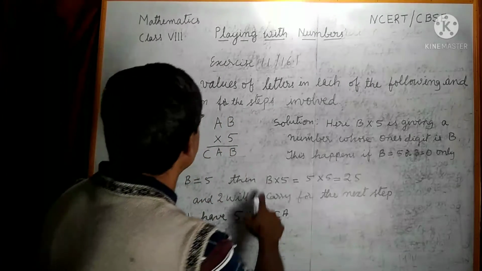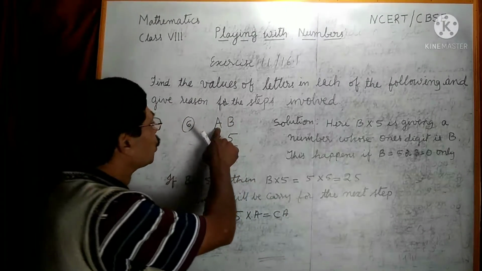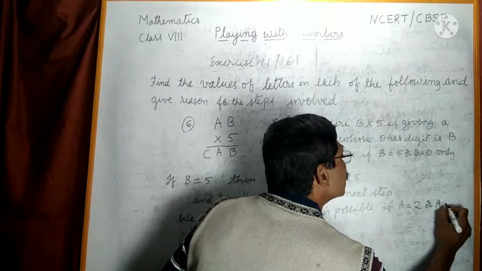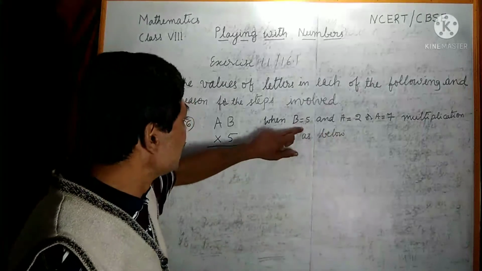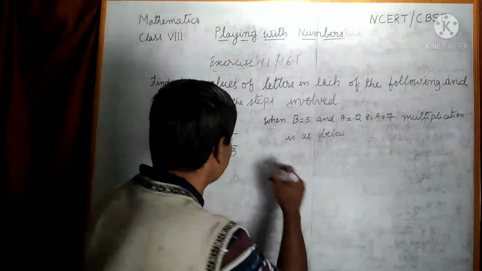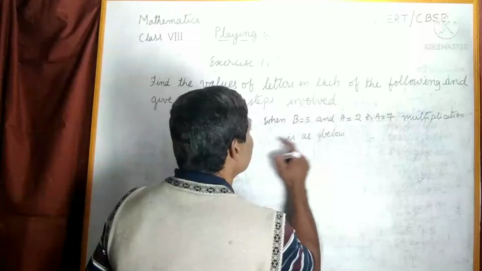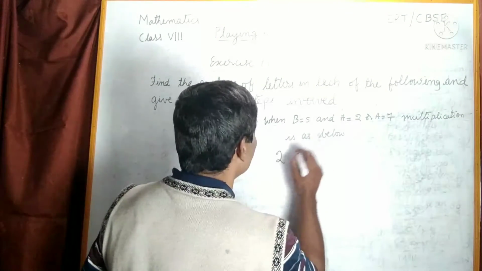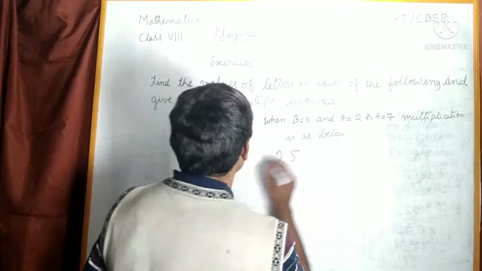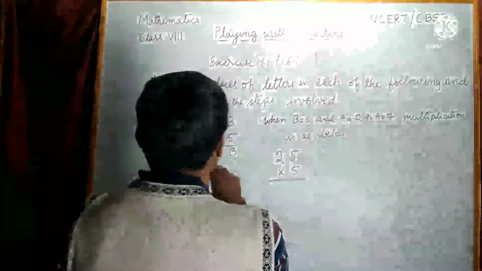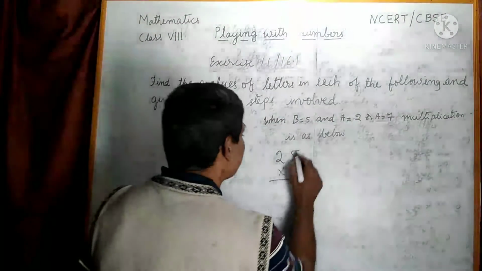And this is possible only if A is equal to 2 or 7. When B is equal to 5 and A is equal to 2 or 7, the multiplication we can do as below. A we will take 2 first, and B is equal to 5, so 2 into 5 is equal to CAB.